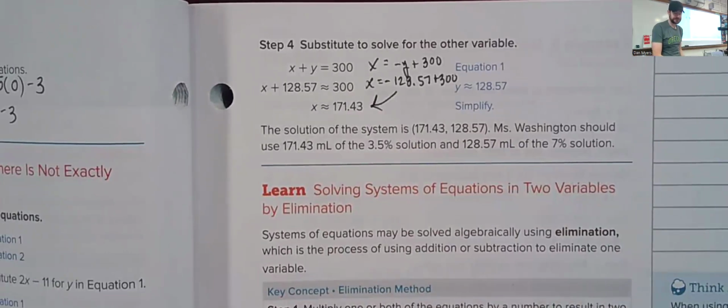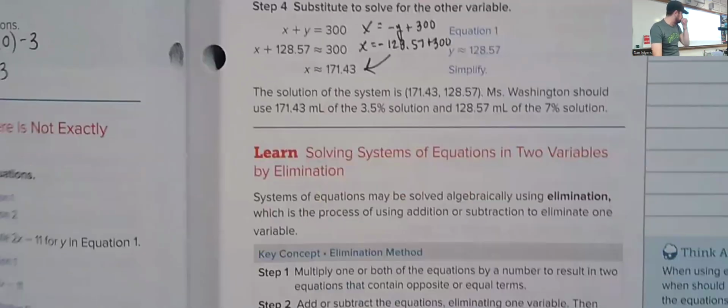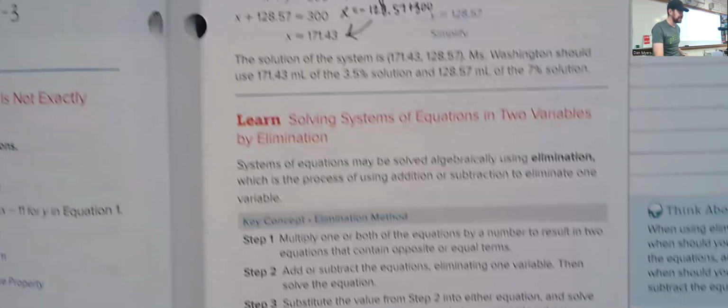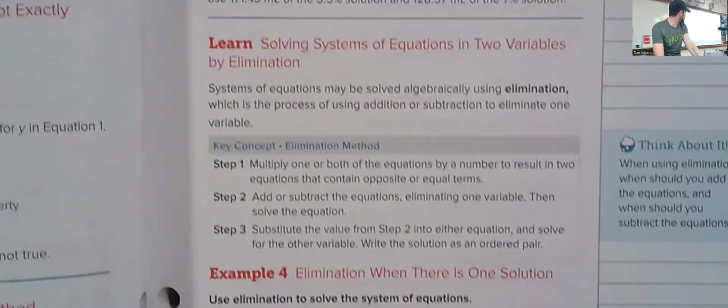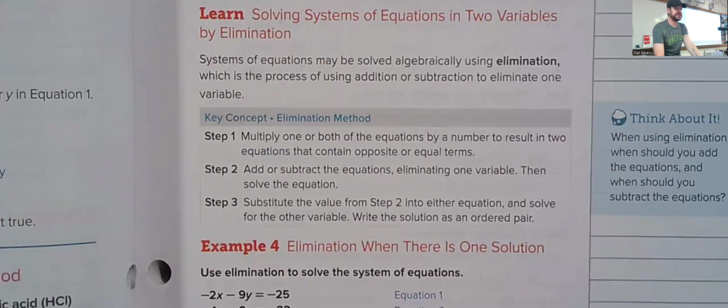Cool. Questions on that? So everything we've done so far, substitution. Now, let's transition over to elimination. The reason why there is another method for solving systems using algebra is because depending on how the equations or the systems are written in the first place, sometimes it's just a little bit easier to use one of these two versions versus the other.